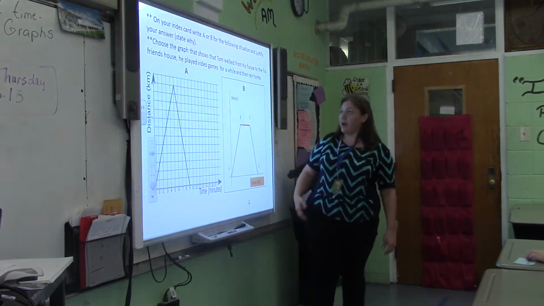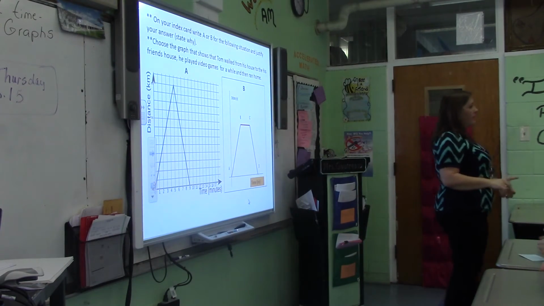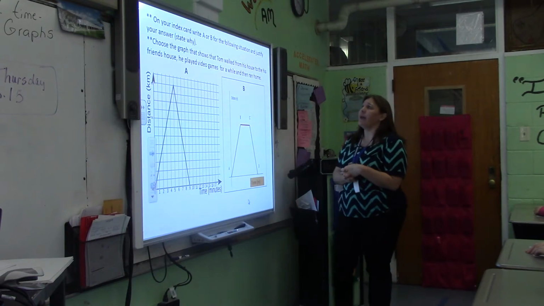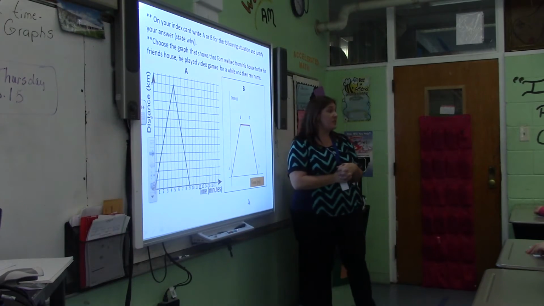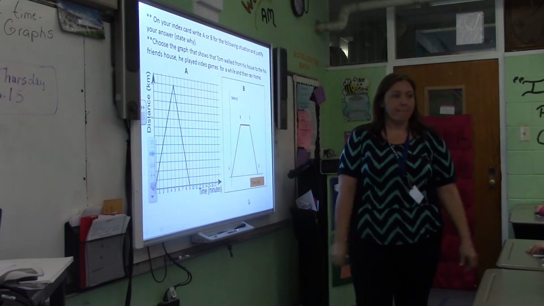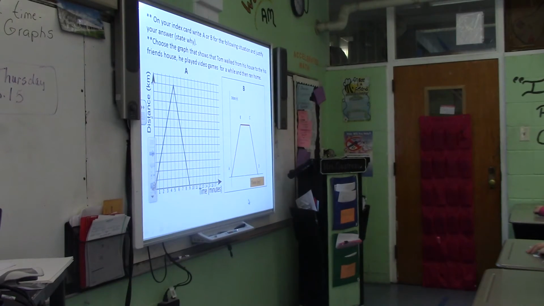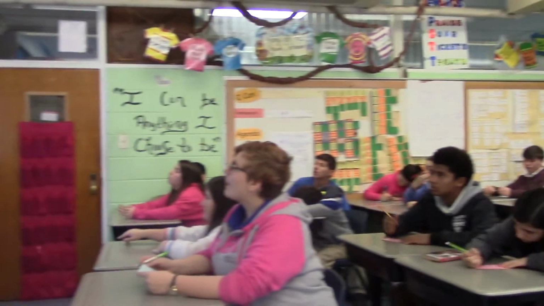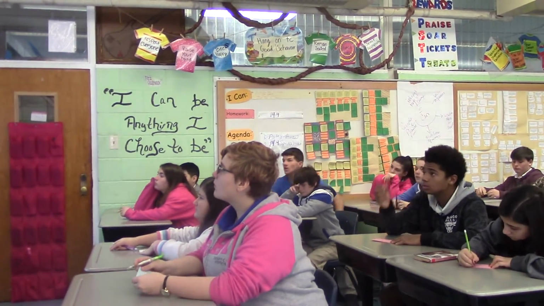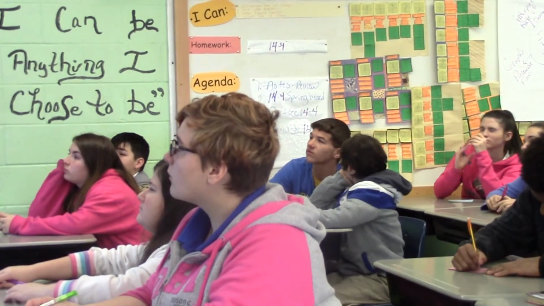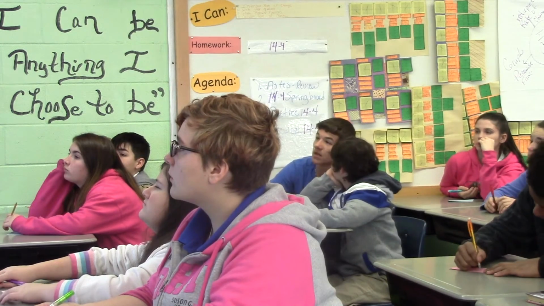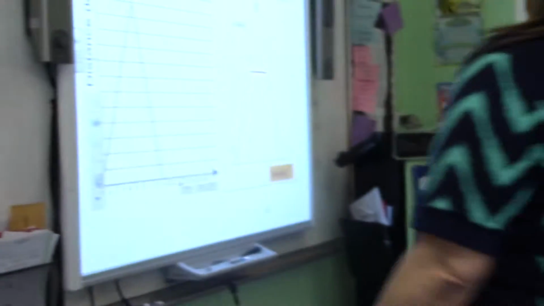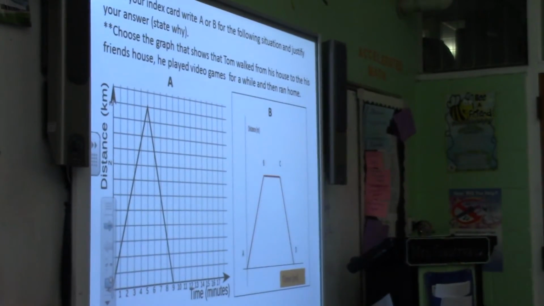All right, grab your index card, and this is the situation. On your index card, you're either going to be writing A or B for the following situation and justify your answer. David, read the situation from Ms. Gautreaux. Choose the graph that shows that Tom walked from his house to his friend's house. He played video games for a while, and then ran home. So you're choosing the graph that matches that situation.